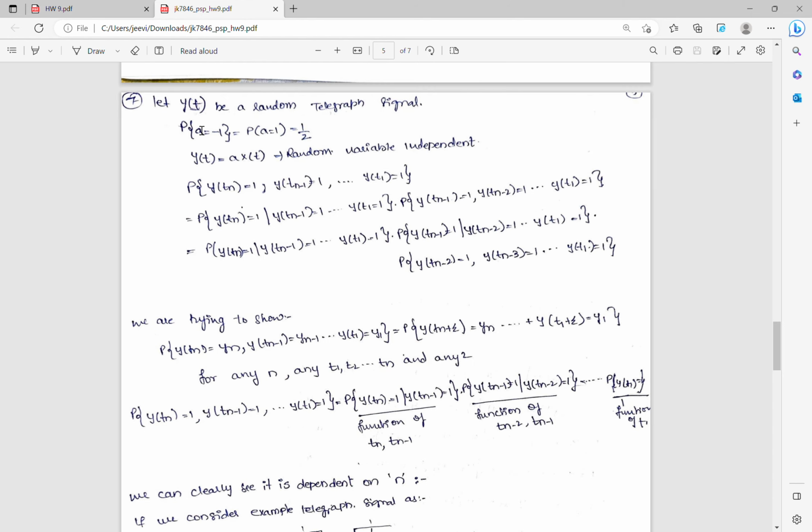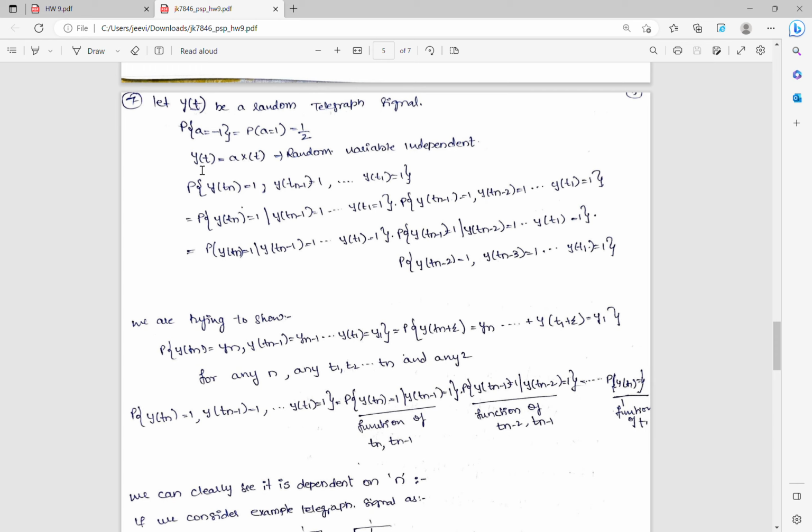Let us consider y of t to be a random telegraphic signal. That is, the probability of A equal to minus 1 is equal to the probability of A equal to 1, which is equal to 1 by 2. Now y of t can be written as A times x of t because of random variable independence.